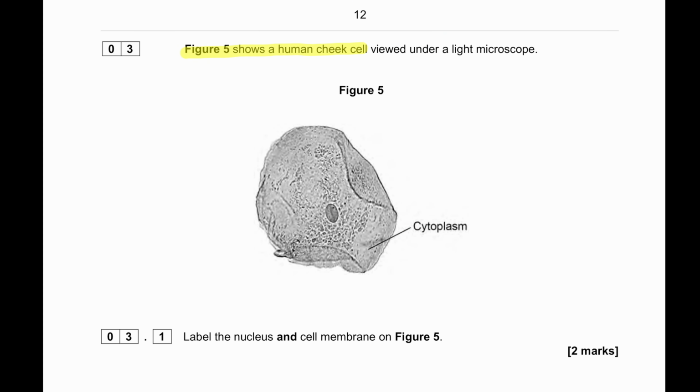Figure 5 shows a human cheek cell viewed under a light microscope. Label the nucleus and cell membrane on Figure 5. The nucleus will be the most darkly stained portion, so definitely this will be the nucleus. And the cell membrane will be the outer edge.